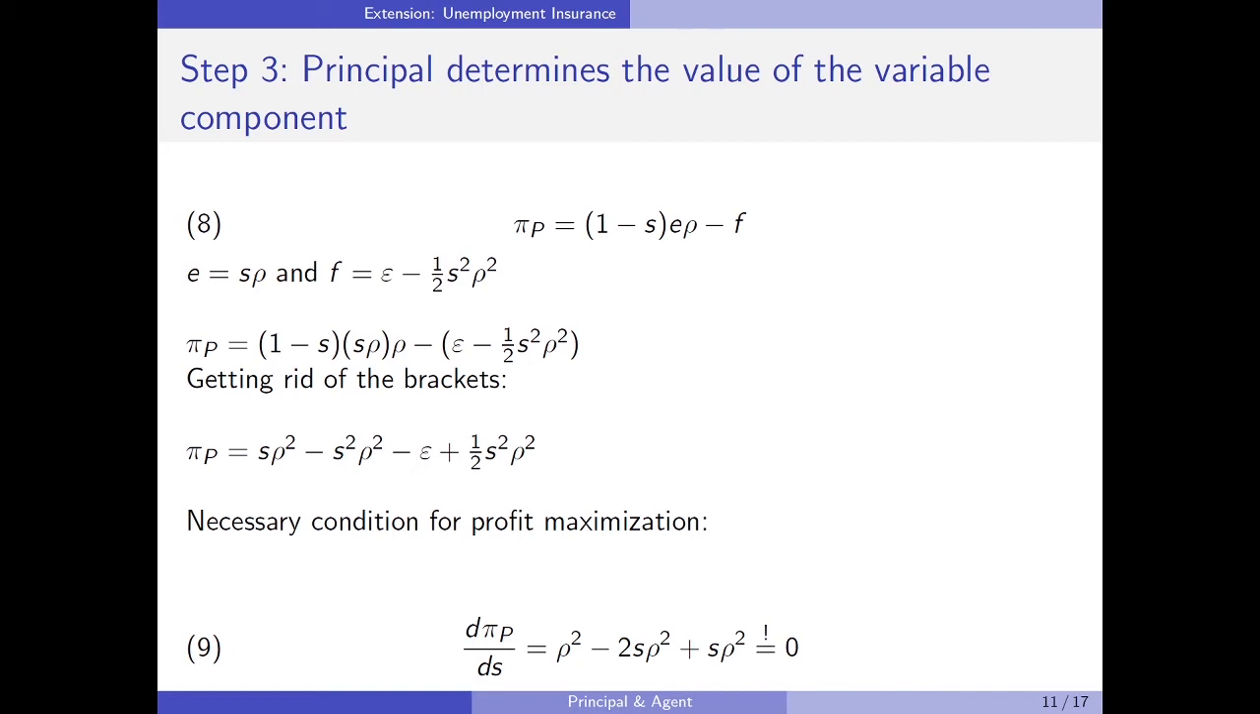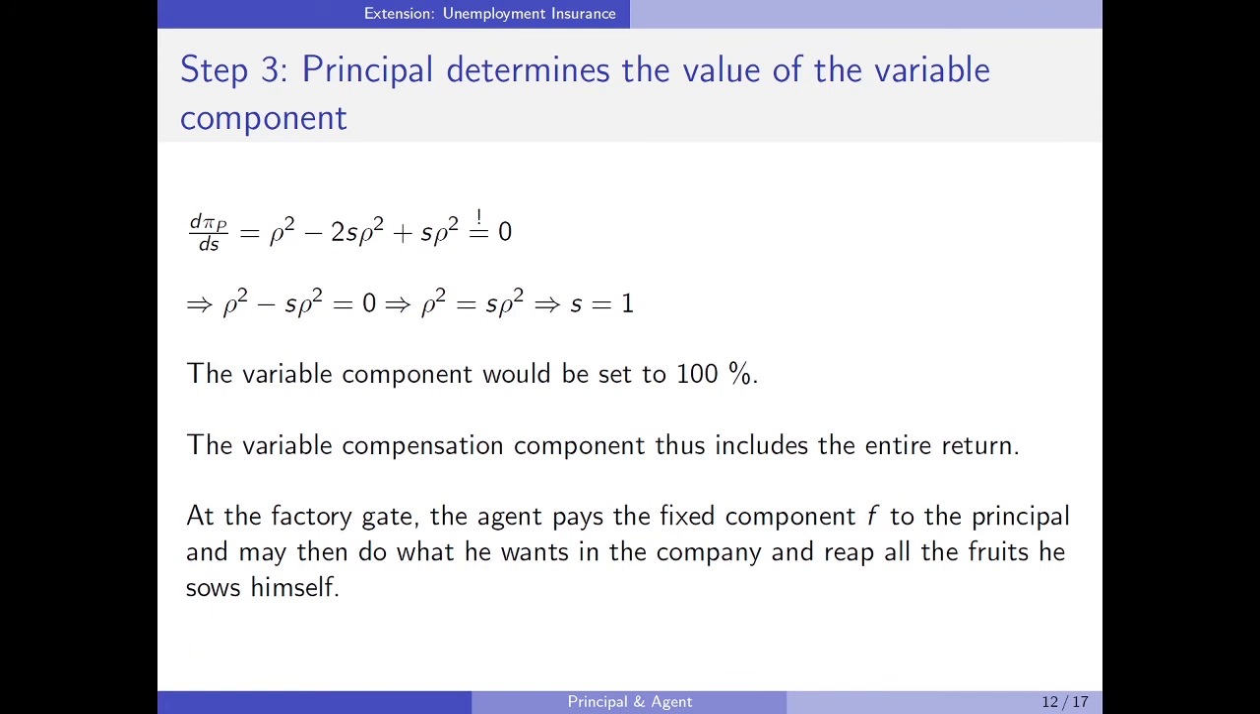times rho squared. As is always the case, to get the profit maximization out of this function, we should take the derivative with respect to S, because we are talking about the variable component, and the variable component depends on S, the shares. So the necessary condition gives us: rho squared minus 2 times S times rho squared plus S times rho squared is equal to 0. When we solve this equation, we find that S is equal to 1.